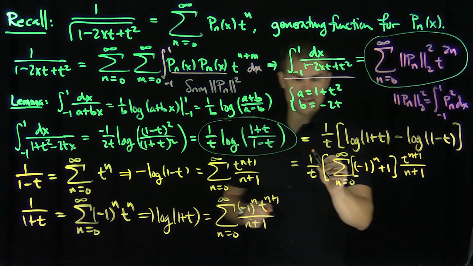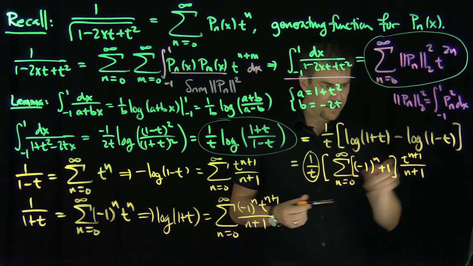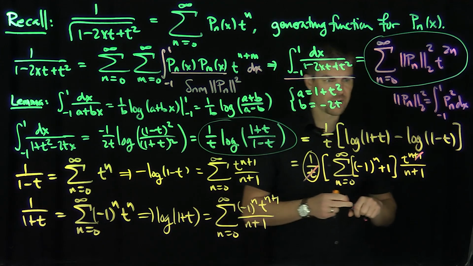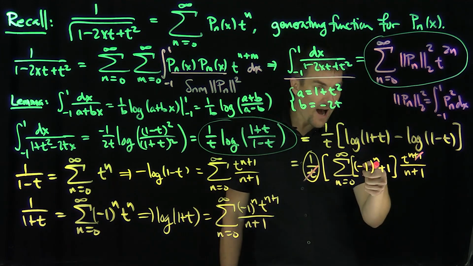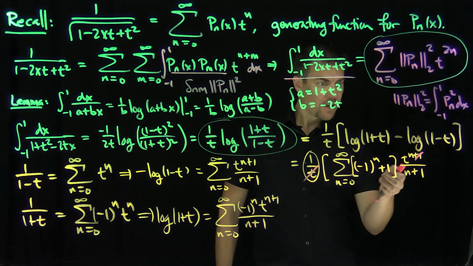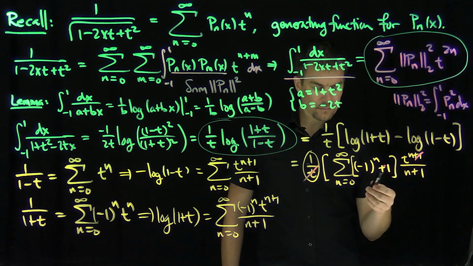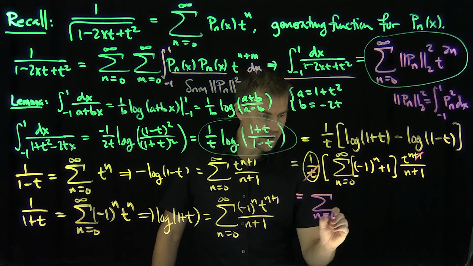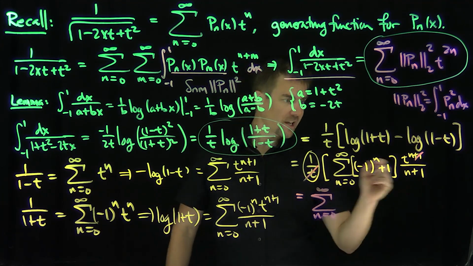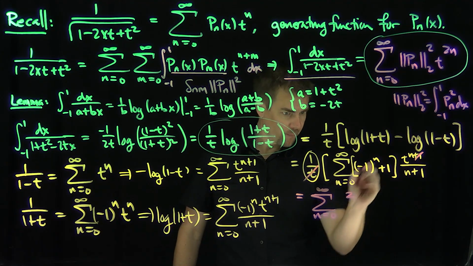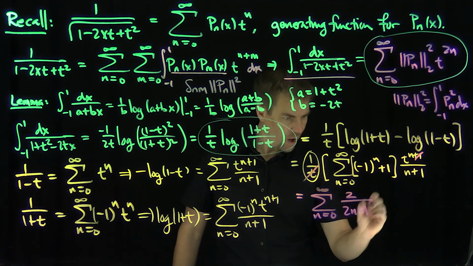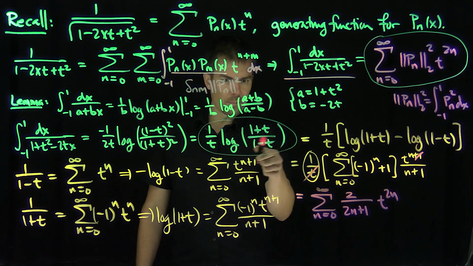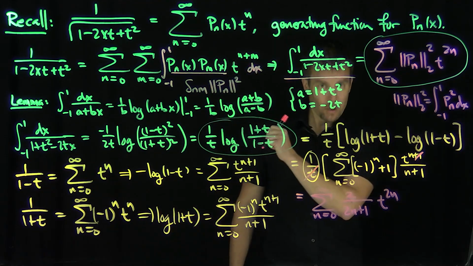And so now that factor of 1 over t is going to eliminate this factor of t, like that. Those will cancel out. And now when n is odd, this is 0. And when n is even, this is going to give me a factor of 2, right? And so this is really nothing more than the sum, n goes from 0 to infinity. n can only be even, so I can replace n with 2n. So this becomes a 2 over 2n plus 1, t to the 2n. So in other words, this function over here, 1 over t log of 1 plus t over 1 minus t, has this Maclaurin expansion, right?